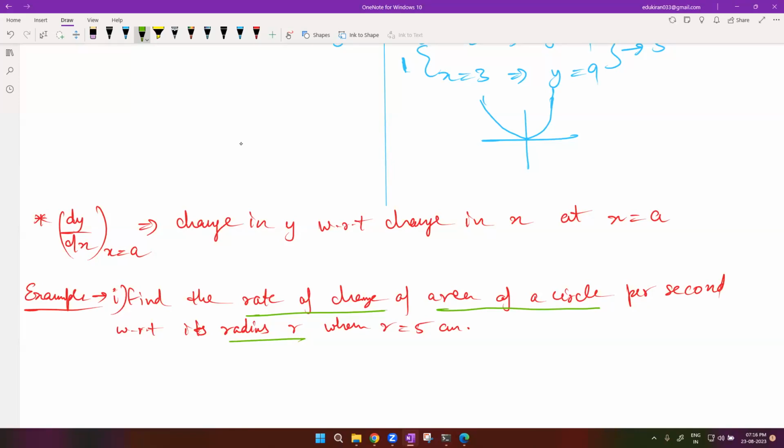Right? So we know the formula of the area of a circle. To find the rate of change of area of a circle, we have to understand what is happening here. Area of a circle can be written as pi r square, right? If we know the radius, then we can find the area. This is a relationship that we know. Here we are asked the rate of change of area of a circle per second with respect to its radius when r is equal to 5 centimeter.